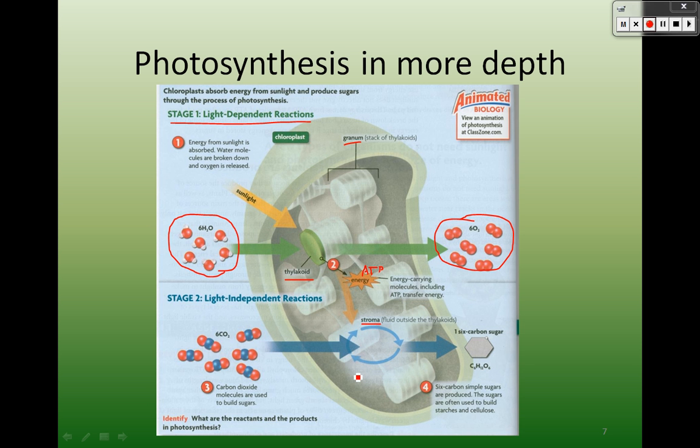And that enters a cycle. Just like we had the Krebs cycle, this is called the Calvin cycle. In that, we now take our 6 carbon dioxides, and those carbon dioxides enter the Calvin cycle, and with the energy that we got from the light-dependent reactions, we start to produce sugars, our glucose, C6H12O6.